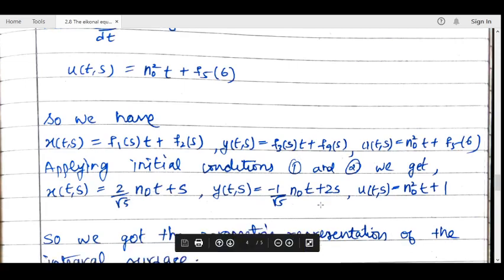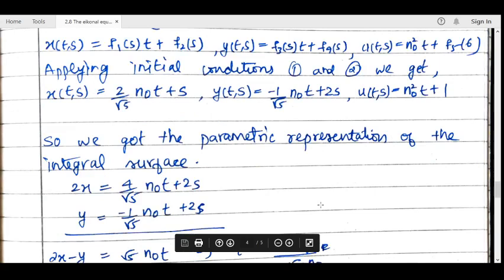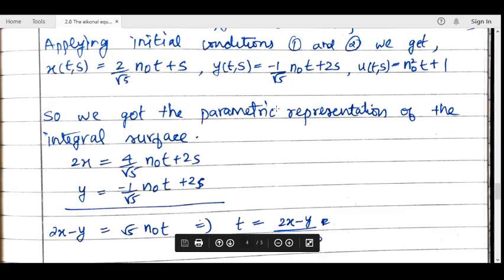So this is the equation of the integral surface. This is the parametric representation of the integral surface. Now again, to write the integral surface, to invert the representation, we eliminate t and s and we write u as a function of x and y. For this you can use any method. You have to eliminate t and s and write u as a function of x and y.